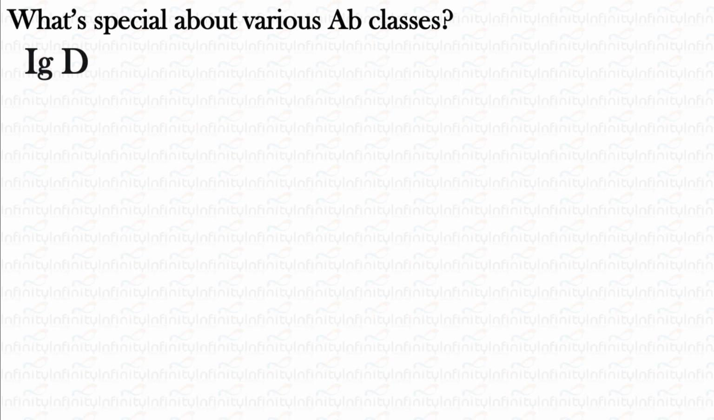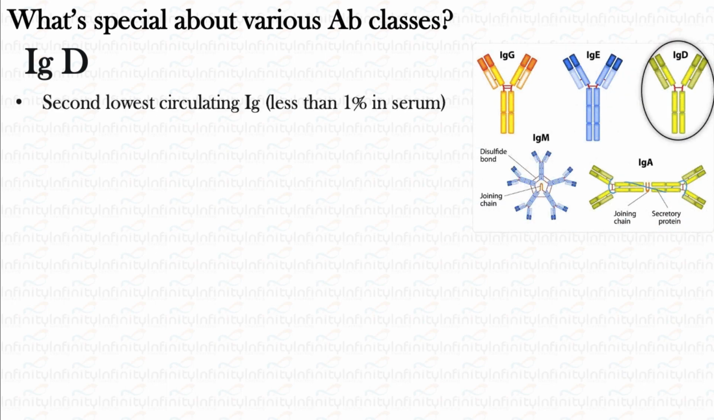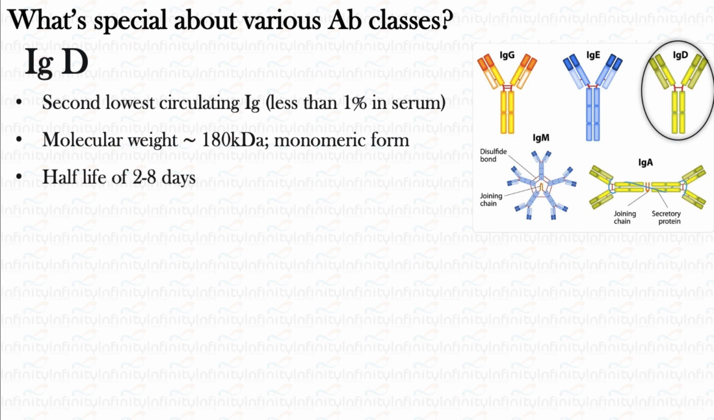The last immunoglobulin that we have to discuss today is IgD. Now IgD holds a special distinction of being the second lowest circulating immunoglobulin with less than 1% in concentration in serum. It has a molecular mass of about 180 kilodaltons and is always present in a monomeric form. Now with a half-life of about 2 to 8 days, IgD has an average half-life compared to other antibodies. It's neither too long nor too short.